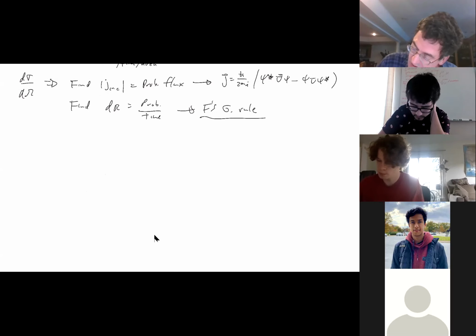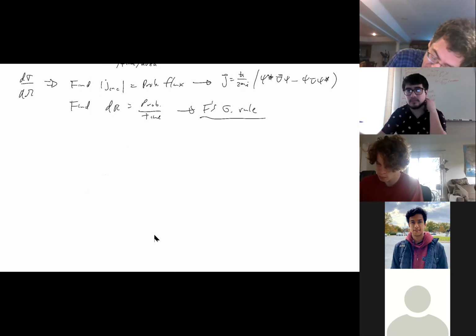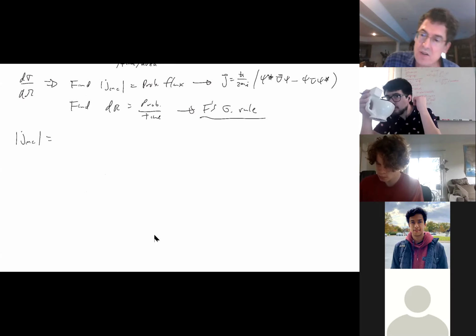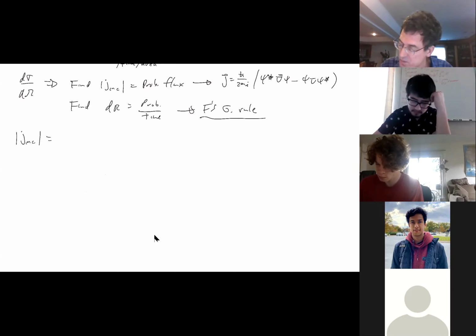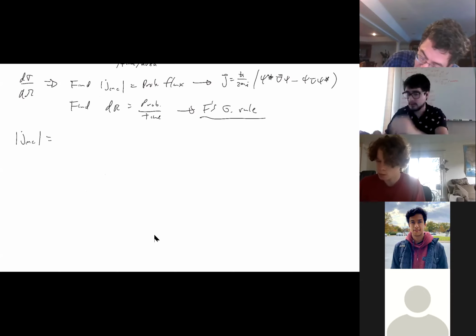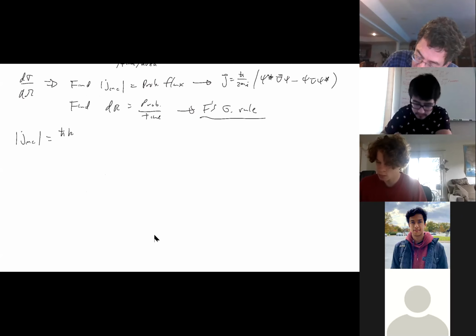And so from these, when we do the math, j incident is easy. You do the math, and it's quite simple. You just plug into that formula, and we did it last time. I won't redo that. It's equal to h bar k.